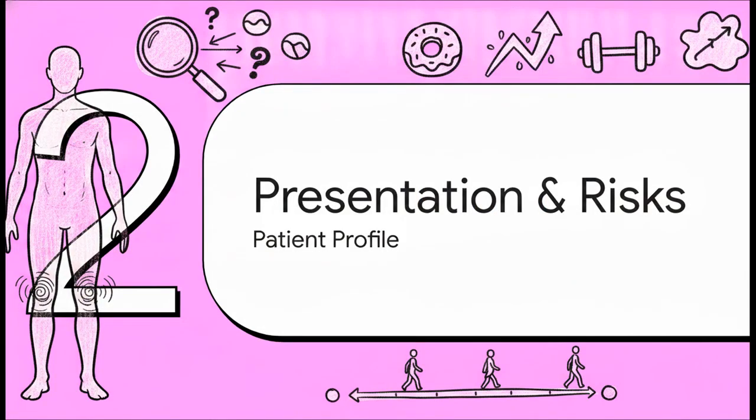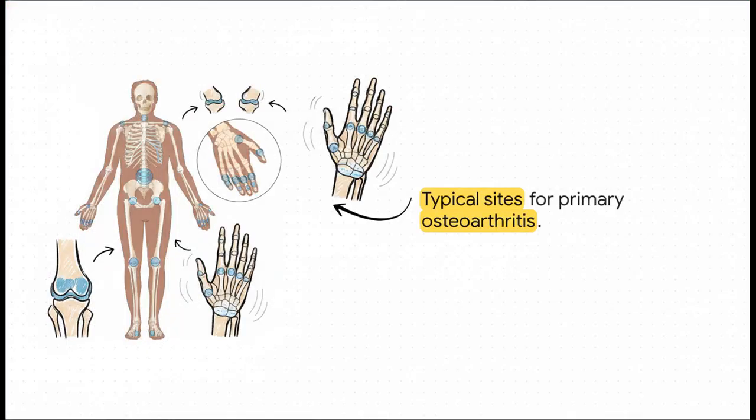Section 2. Presentation and risk factors. Let's bring this into the real world. Imagine a typical patient. We'll call her Sarah, a 55-year-old former athlete sitting in your exam room. What brought her there? Well, like our hypothetical patient Sarah, osteoarthritis doesn't just randomly strike. It has a really strong predilection for specific sites.